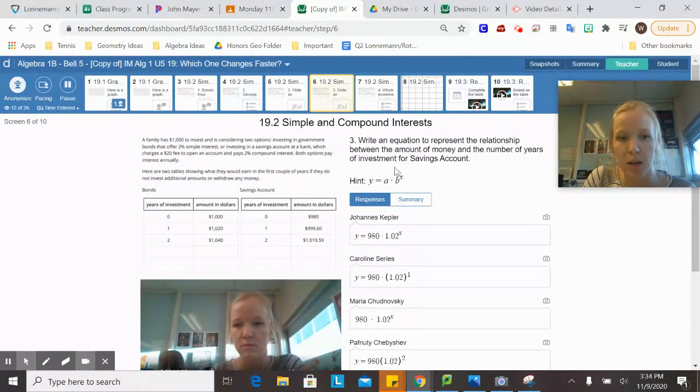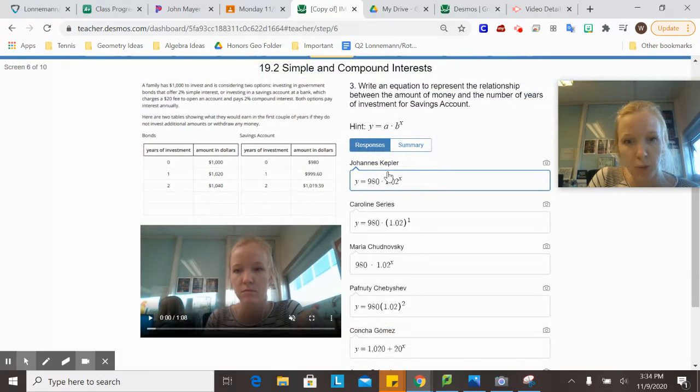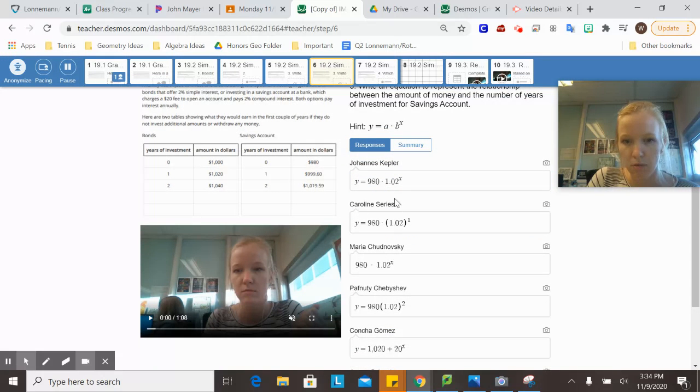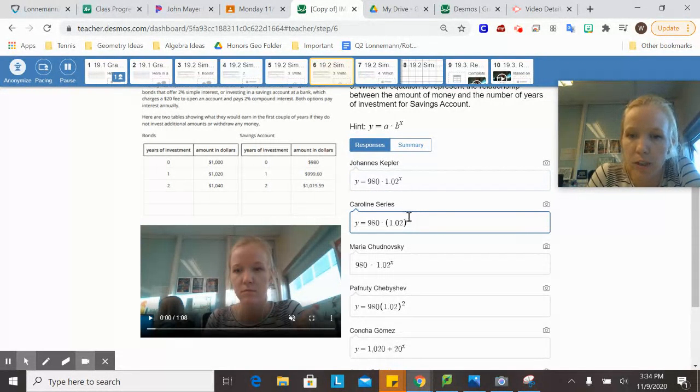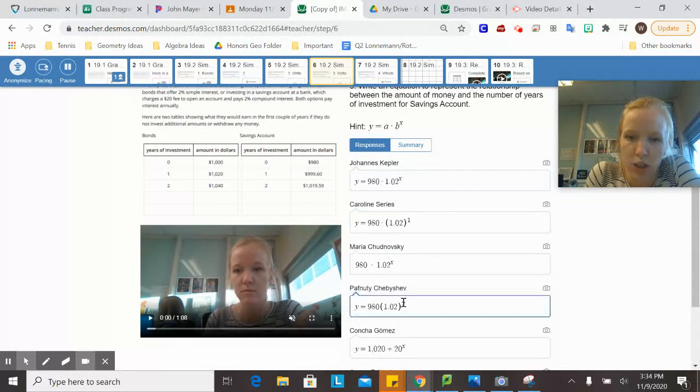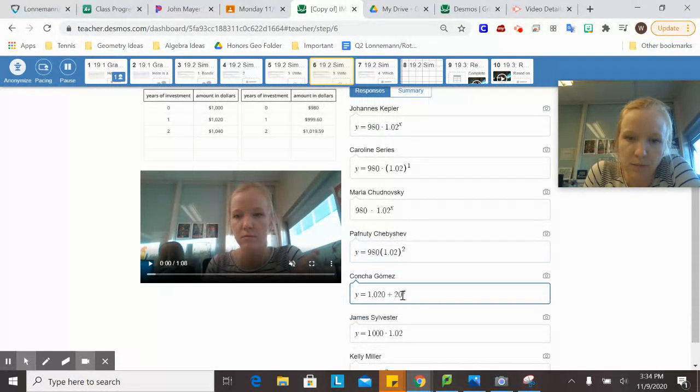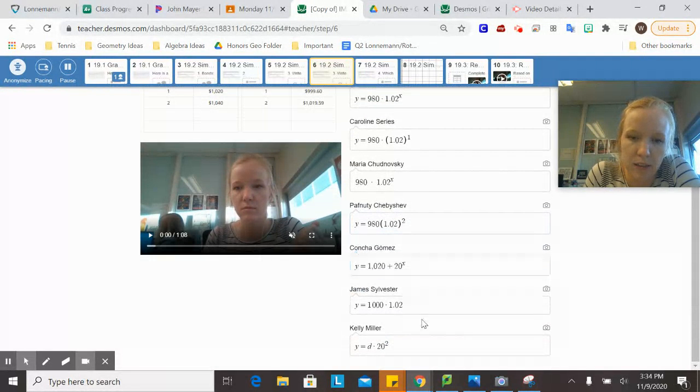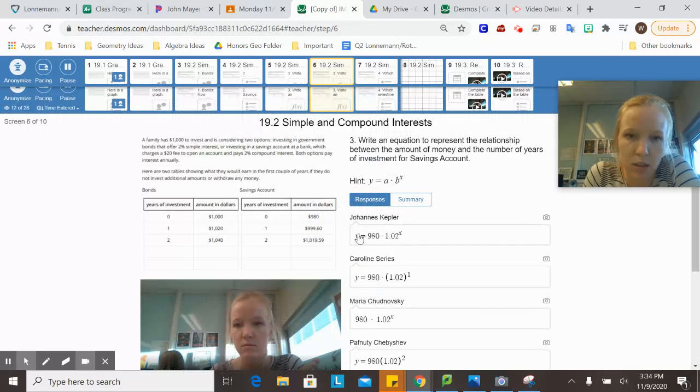All right, so this time we needed to write an equation for the exponential savings account. So I gave you a hint of what it should look like. So again, this top one is awesome, top 4. Beautiful, 980 is our starting amount. 1.02 was the percent that we were increasing by, and it's raised to the x power. So the only thing I would change in this one is change the 1 to an x, change the 2 to an x. Okay, so very close.